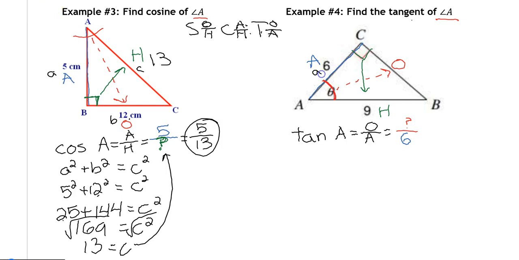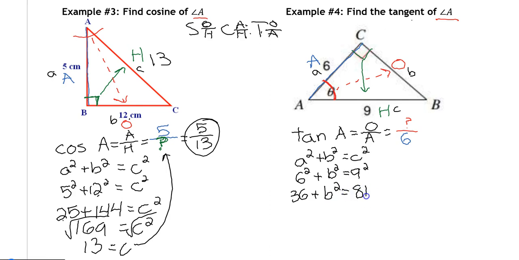So again, A is just going to stay as A, B, and hypotenuse is always your C. So again, my Pythagorean theorem, A squared plus B squared equals C squared. A is 6. B squared, we don't know. C is 9 squared. 6 squared is 36. Again, can't square B, so we just leave it as B squared. 9 squared is 81.